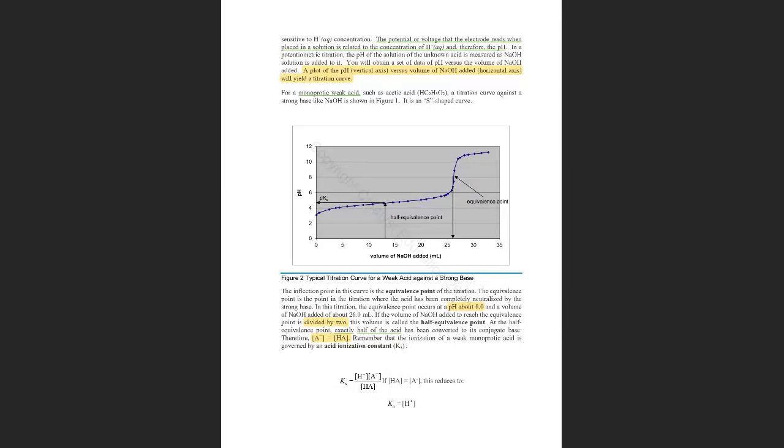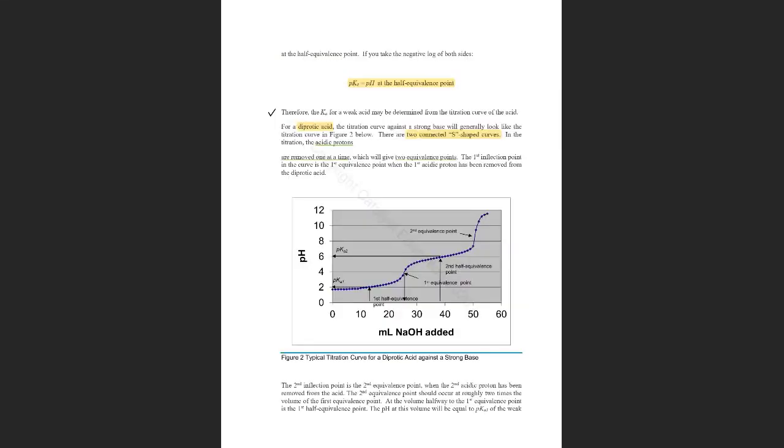So if we move forward, you are going to see what we have just seen, that at the half equivalence point, the pH equals the pKa. So the Ka of a weak acid can be determined from the titration curve of the acid. This is what we are going to do today.